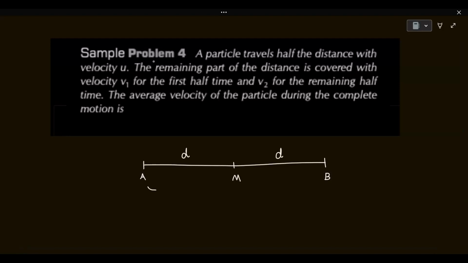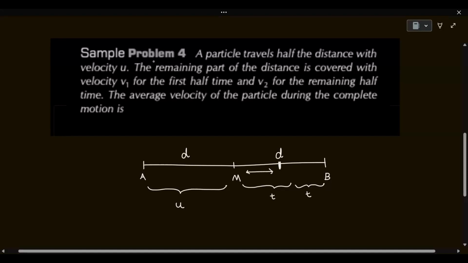Now they're saying that from A to M, this body has traveled with U, but this D distance was now split into two equal times. This is T, and this is also T. But understand one thing: if I'm saying time is equally split, it's not necessary that the distance will also split equally. You cannot make a midpoint right here and say D by 2 was traveled with V1 and D by 2 was traveled with V2.